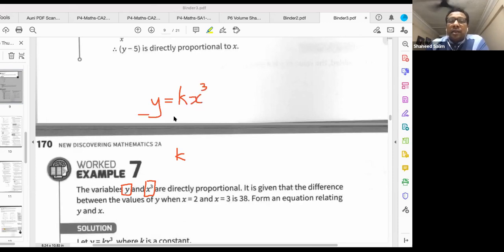Example. Let's say this is your formula for direct proportion. Are we okay? Remember the original one is y equals kx. It is given that the difference between the values of y when x equals 2 and x equals 3 is 38. Form an equation.